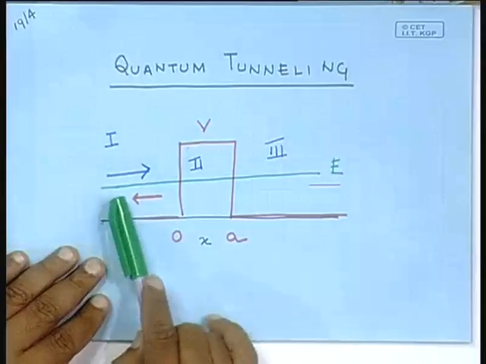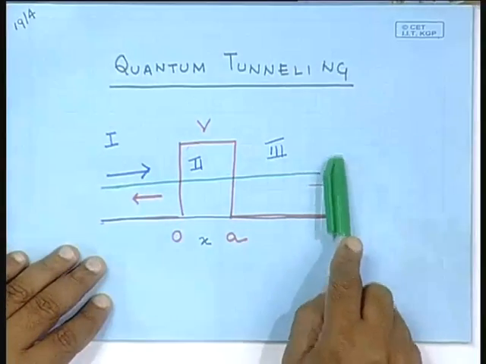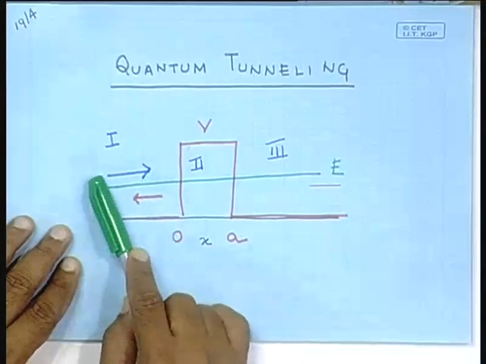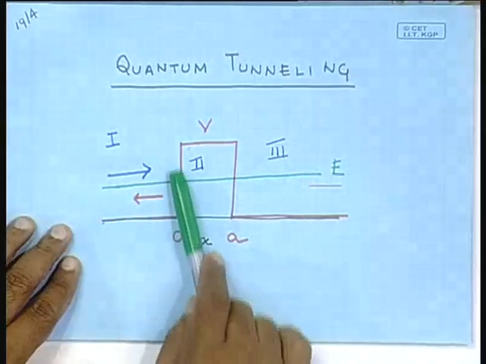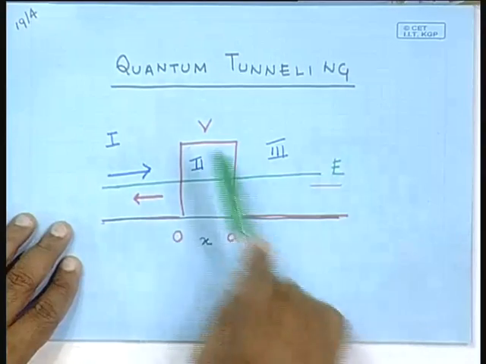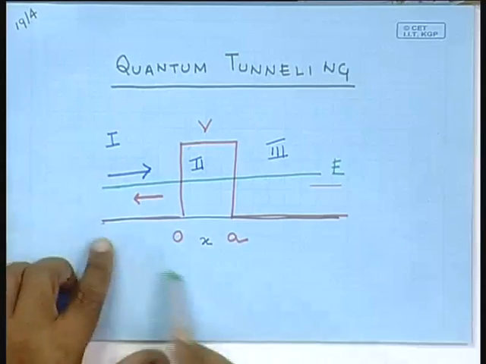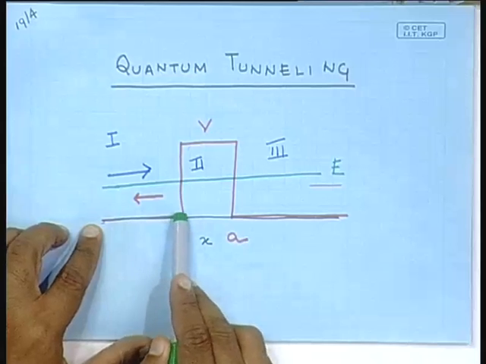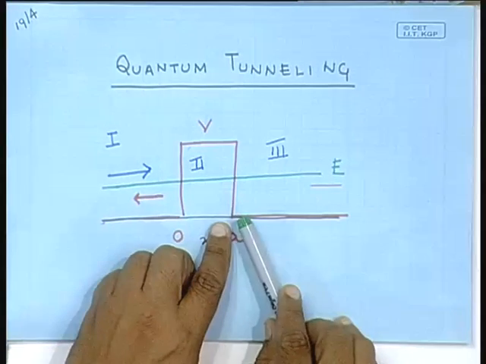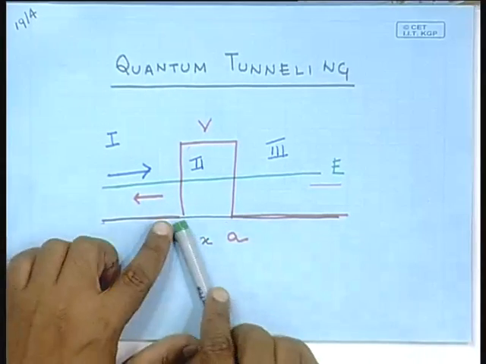Morning. In the last class, we were discussing quantum tunneling. We have a particle of energy E incident from the left on a potential barrier of height V, which is more than the value of the energy. The potential is 0 in this region from minus infinity to x equal to 0. It is also 0 from A all the way to infinity.